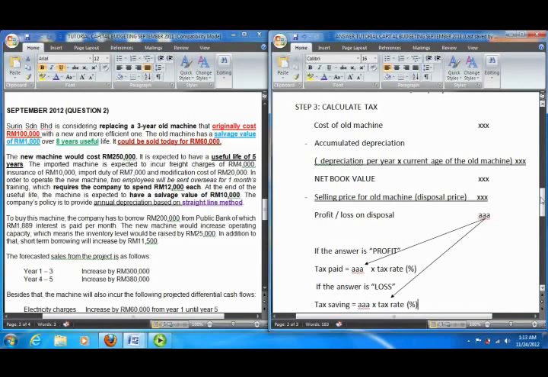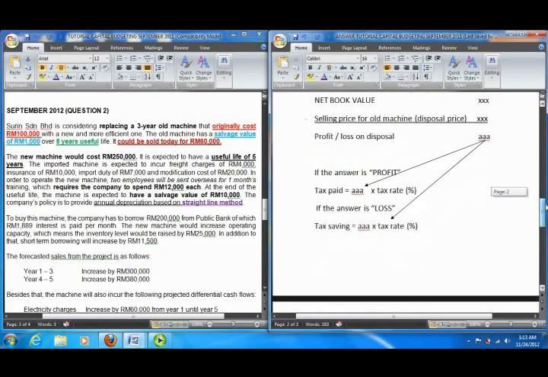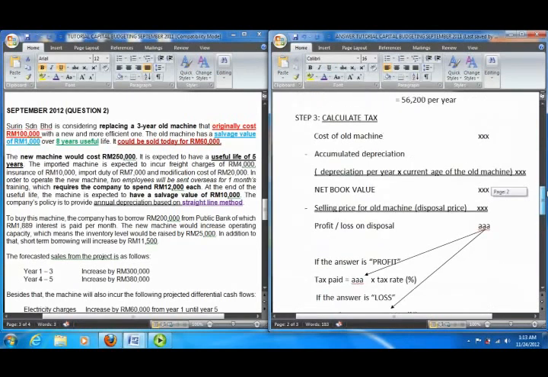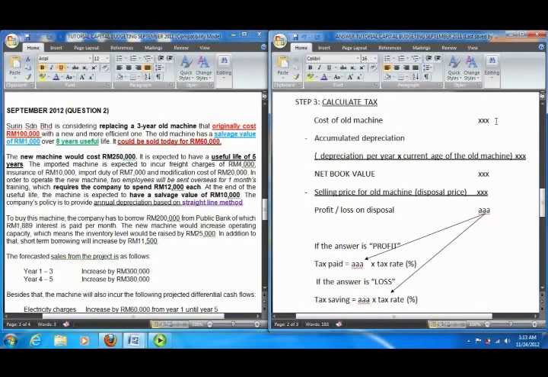Alright, class. Can we apply this formula into the question? Calculate tax. But before you calculate tax, you need to calculate either it is profit or loss on your disposal of your old machine. Alright, based on the formula, class, cost of old machine. Come, we put the answer.